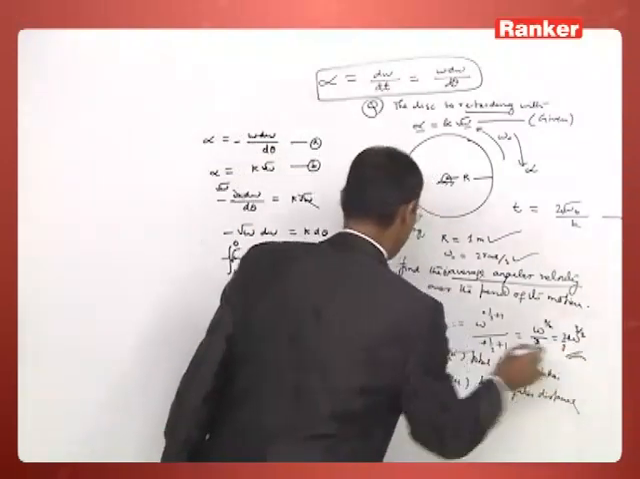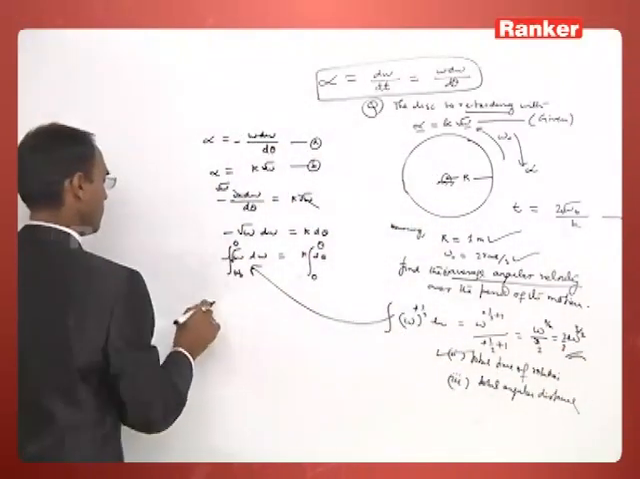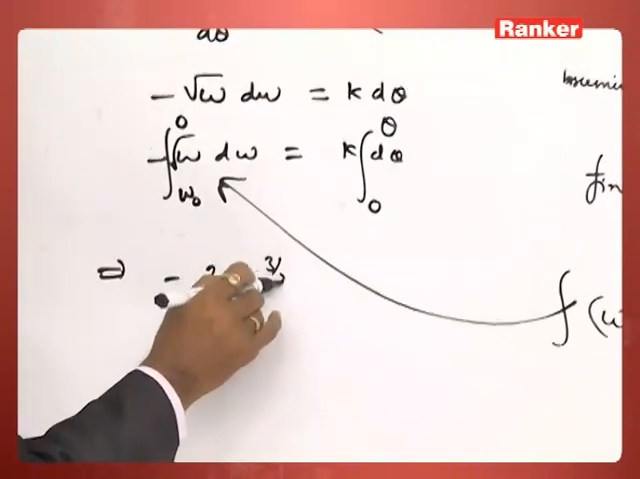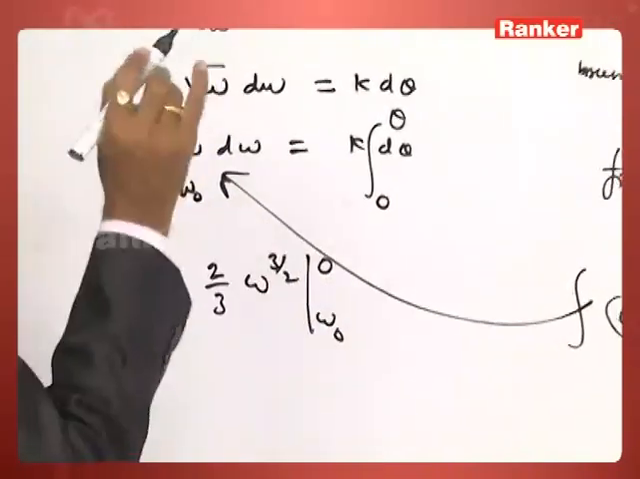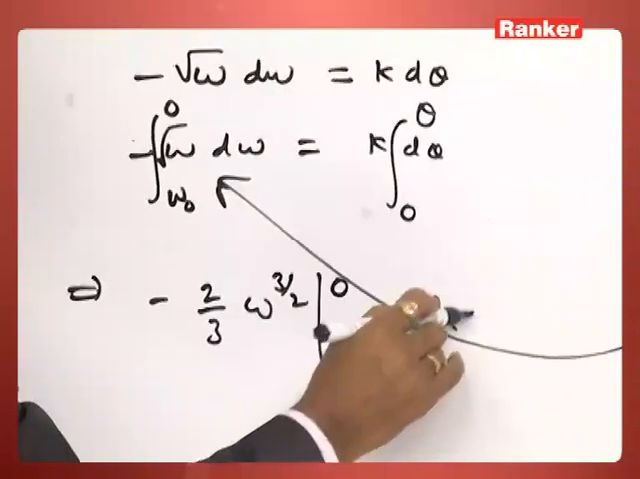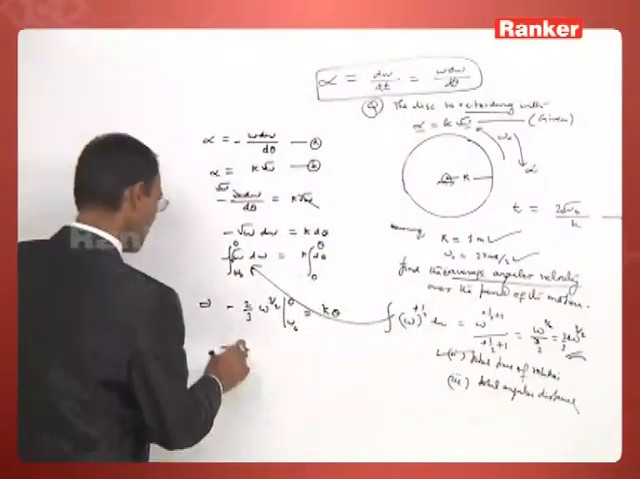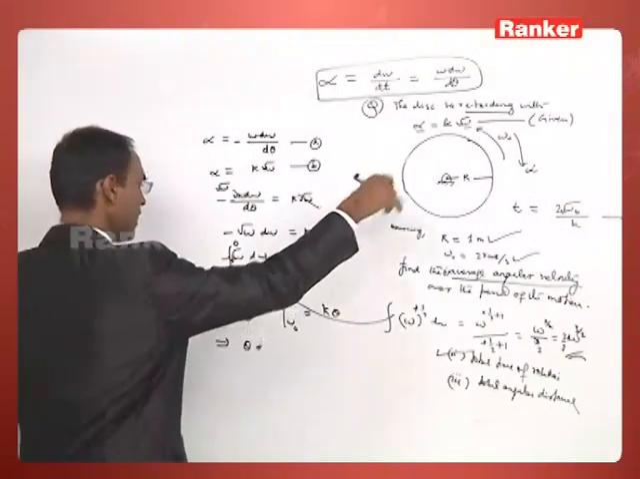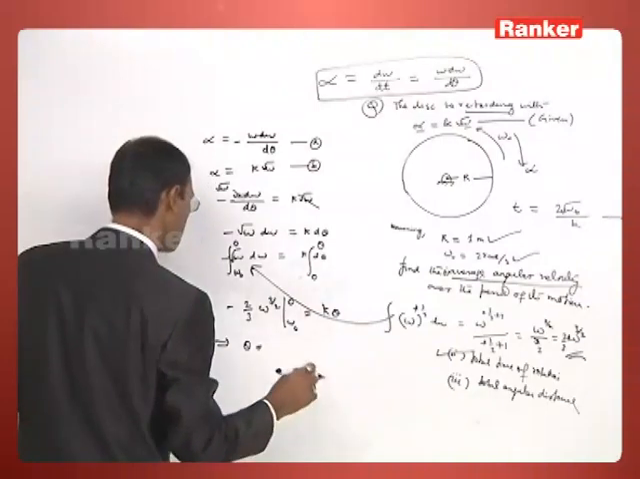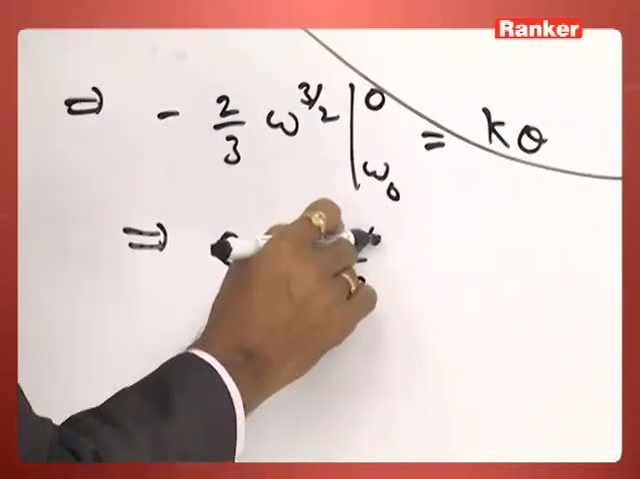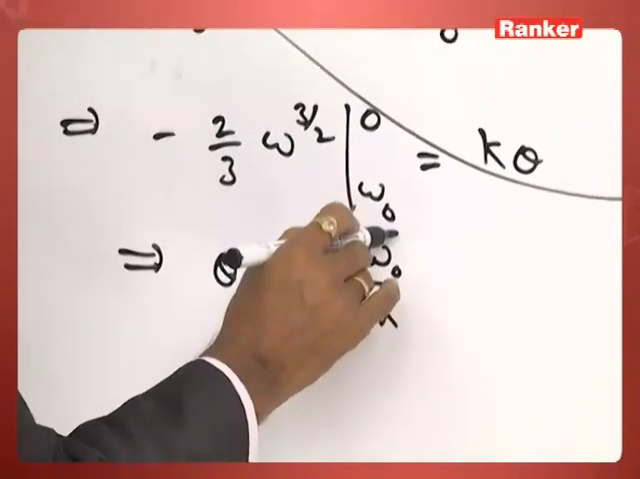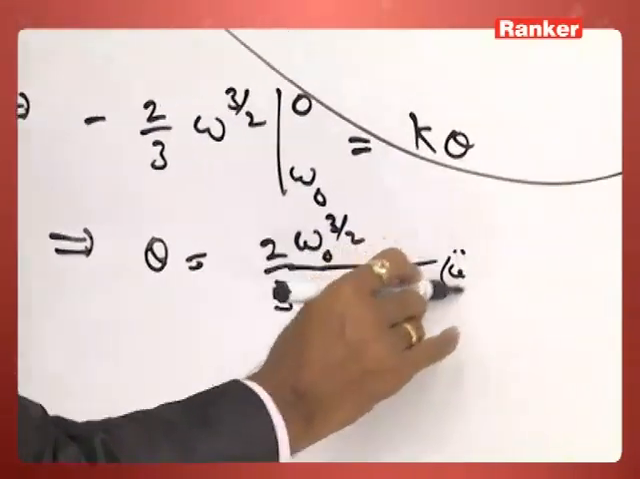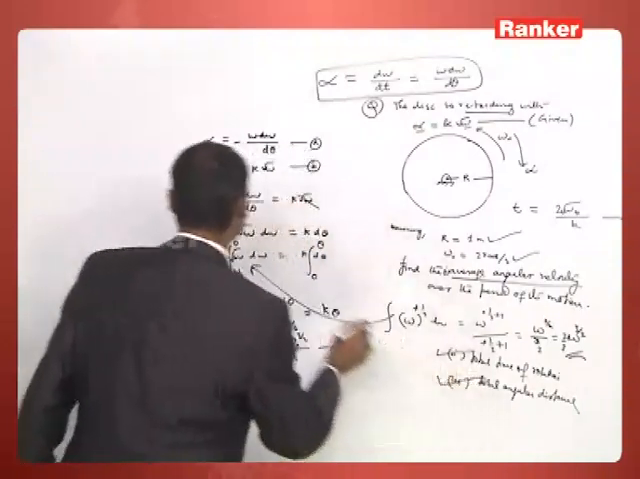This value you have to substitute here. Minus 2 by 3 omega to the power 3 by 2, lower limit omega naught to upper limit 0, will be k into theta. This gives us the total angle described by the rotating disc before it stops, equal to 2 by 3 omega naught to the power 3 by 2 by k. This is equation number 2. So the total angular distance we calculated.